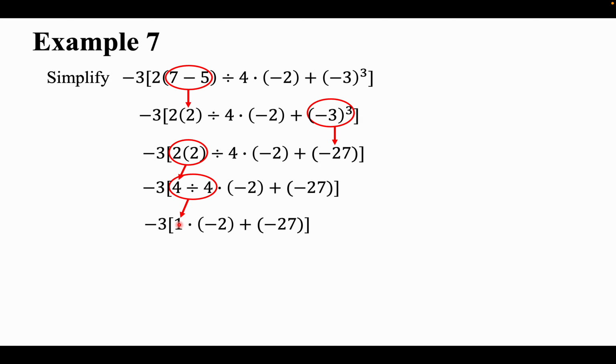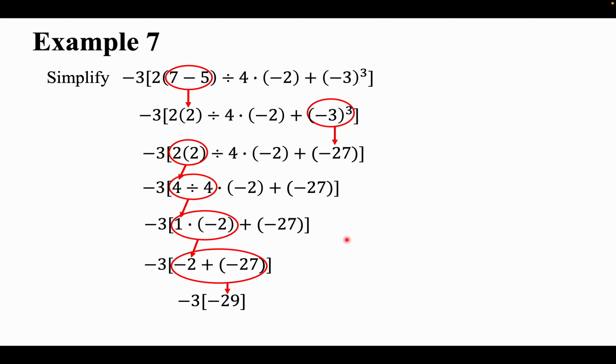And then we have a multiplication. 1 times negative 2 is negative 2. And then we can add the last portion. Negative 2 plus negative 27 is a negative 29. And then the last part would be to multiply this. Negative times negative is positive, and 3 times 29 is 87. So the final answer for this problem would be 87 in this case.